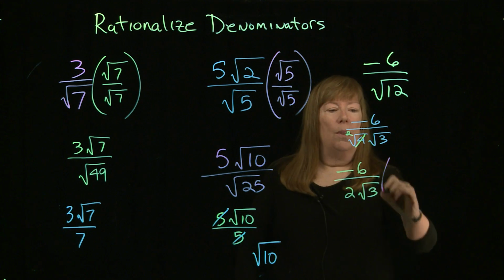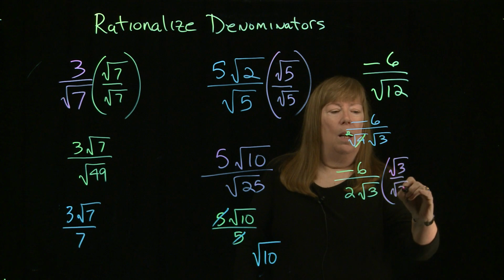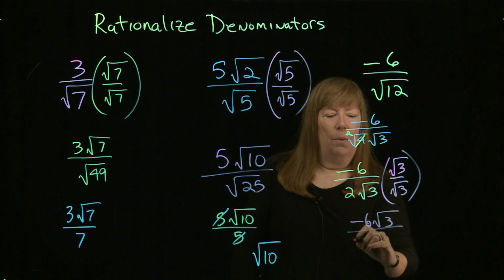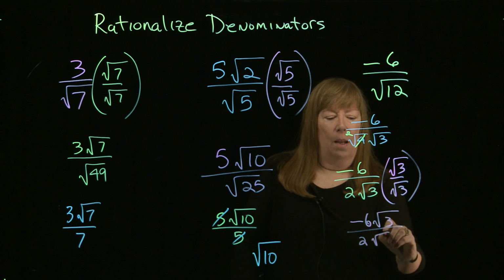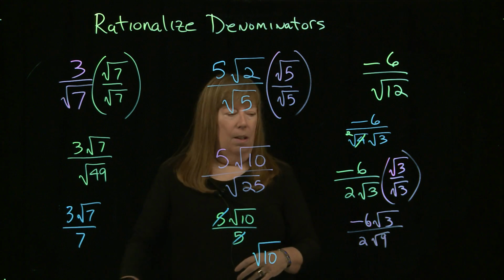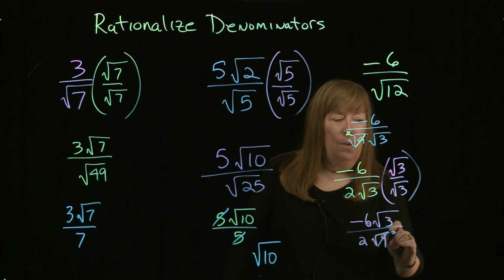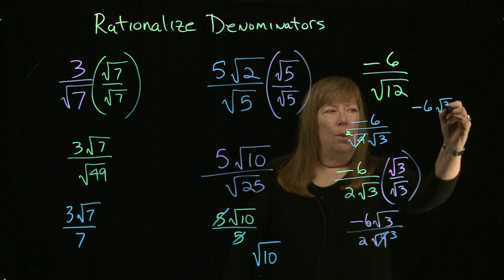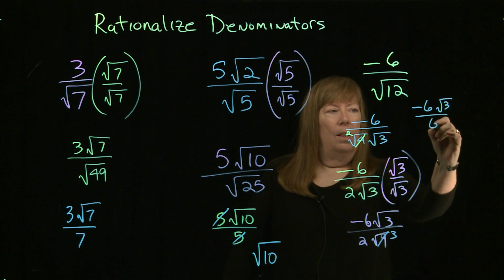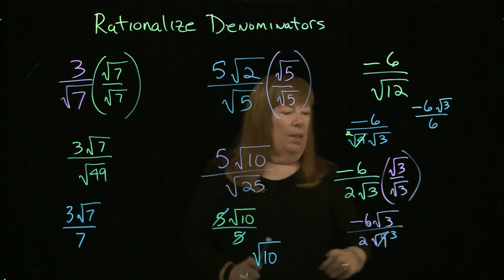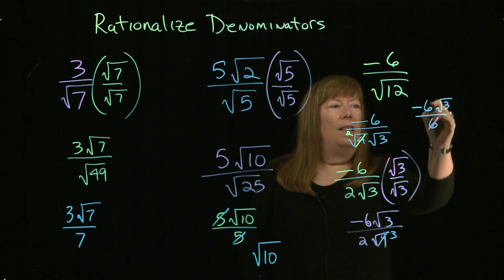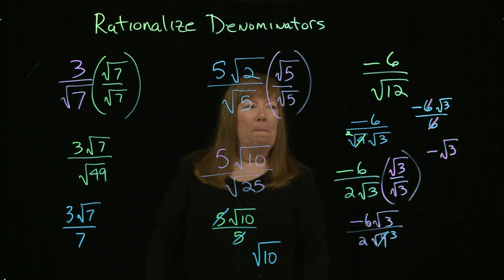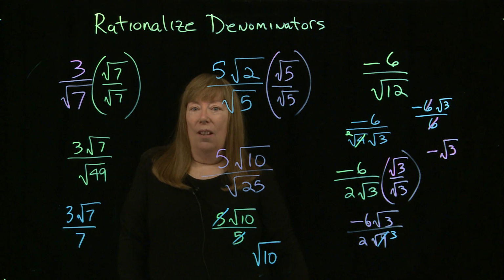Now we're going to get rid of that square root of 3 in the denominator by multiplying by itself. So now I have negative 6 times the square root of 3 over 2 times the square root of 9. All right. Well, the square root of 9 is 3. So now I have negative 6 times the square root of 3 over 6. Where did I get that 6? 2 times 3 is 6. These 6's will cancel, and we end up with negative the square root of 3. Good job. You just rationalized your first denominator.